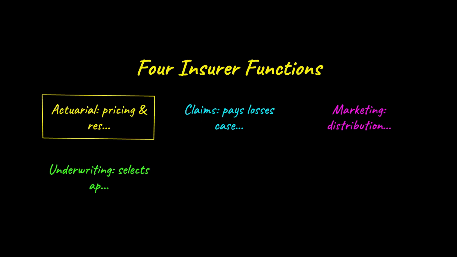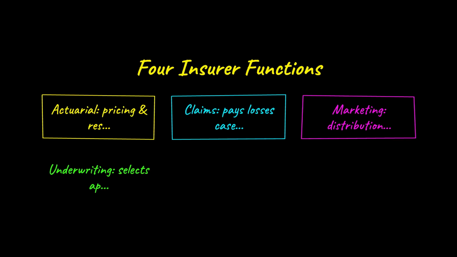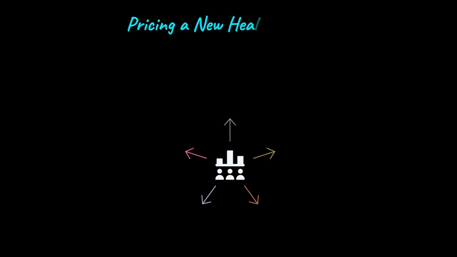The exam separates actuarial from three other functions. Claims investigates and pays losses case by case after they occur. Marketing designs distribution and brings in business. Underwriting evaluates and classifies individual applicants. Only actuarial calculates premium rates and reserves using statistics and the law of large numbers.